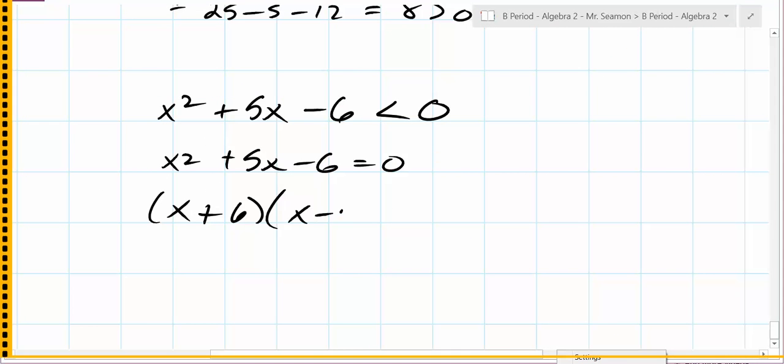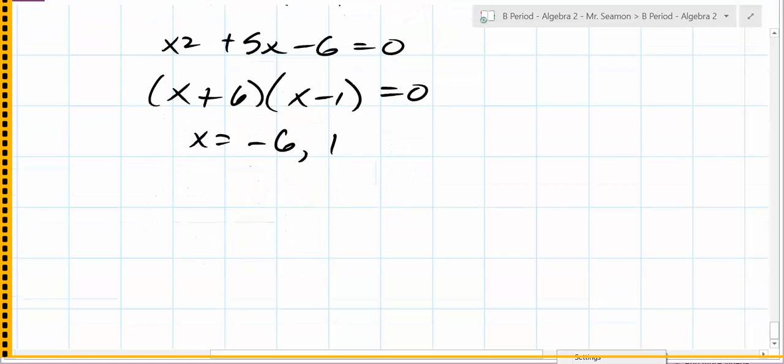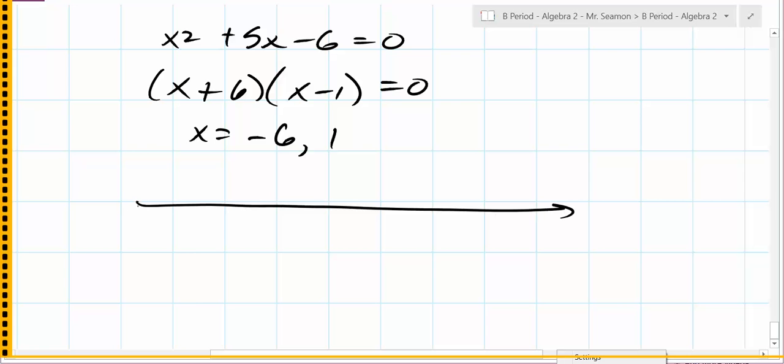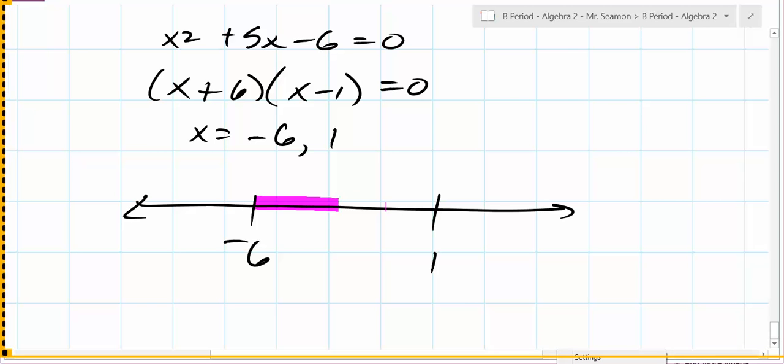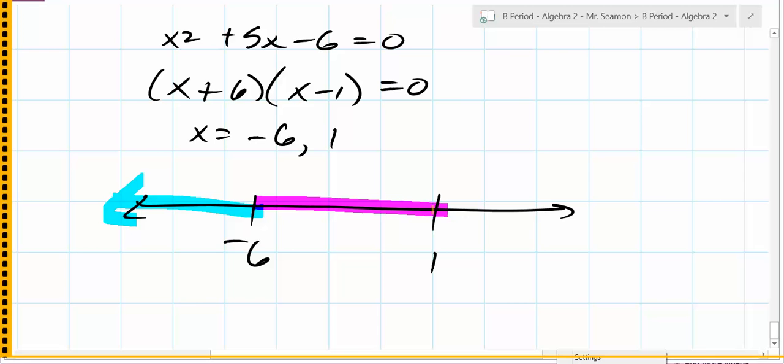X minus 1 equals 0. So it's x is equal to negative 6 or 1. So you made your number line, right? So you have negative 6 and 1. So now you have three regions. You have your purple region in the center, your blue region right here, and then your yellow region right there. So you need to pick, what's a good number between 1 and negative 6?